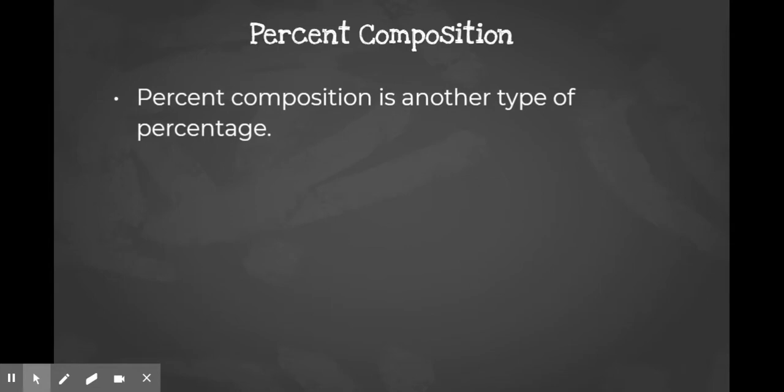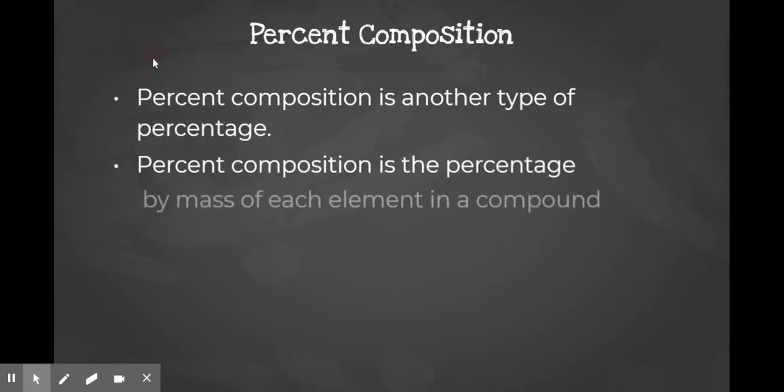When we talk about percent composition, it still is a percentage, but it's a special type of percentage. It is the percentage by mass of every element in a compound. So basically you have a compound, say water, right? It's 2 parts hydrogen, 1 part oxygen.